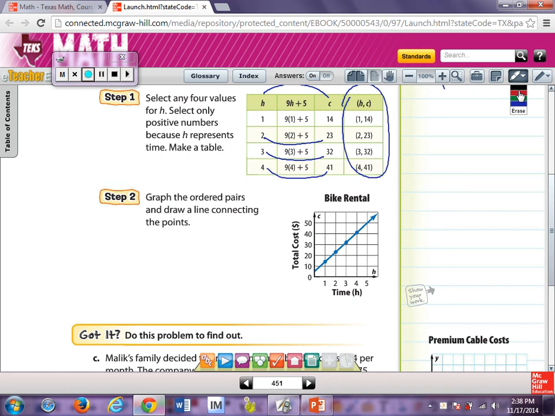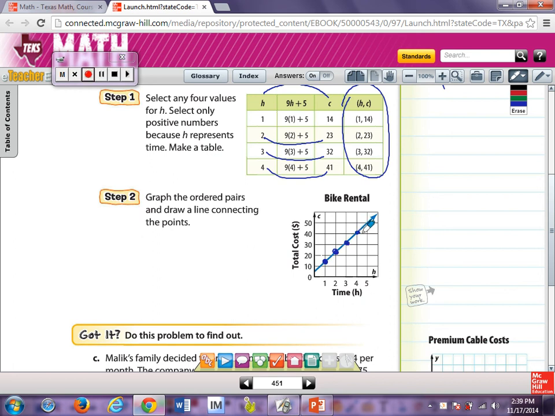When we rent a bike for 1 hour, it costs us $14. That's this point right here. When we rent a bike for 2 hours, the total cost for everything is $23. When we rent a bike for 3 hours, the total cost is $32. And when we rent a bike for 4 hours, the total cost is $41.